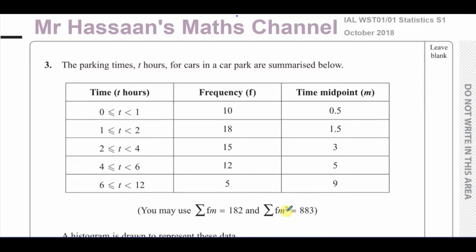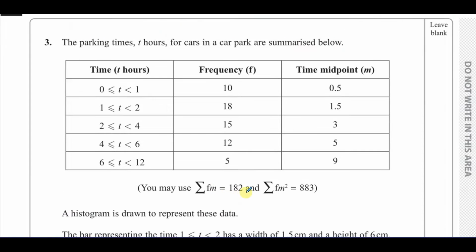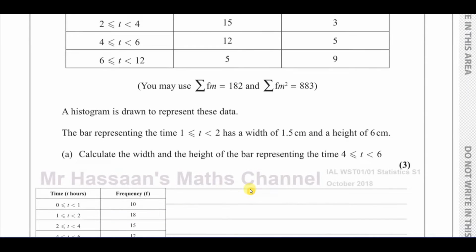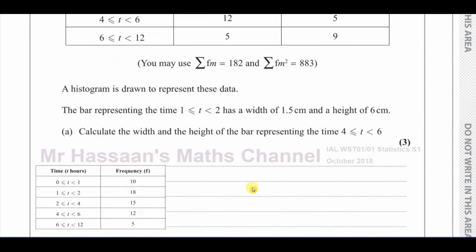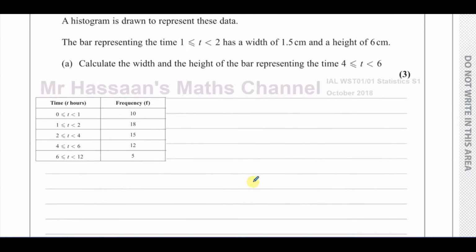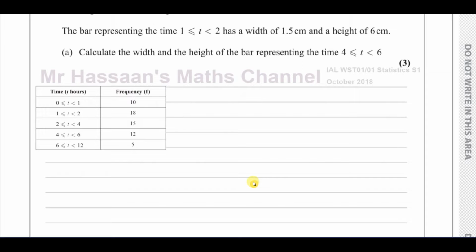They gave us some summary data, the sum of f times the midpoint, and the sum of f, the frequency, times the square of the midpoints, which might come in useful for things like mean and standard deviation. Then it says a histogram is drawn to represent these data. The bar representing the time 1 to 2 has a width of 1.5 centimeters and a height of 6 centimeters. Calculate the width and height of the bar representing the 4 to 6 category.